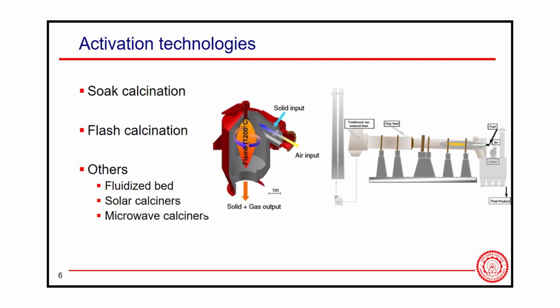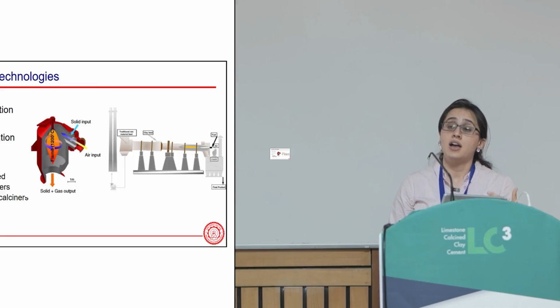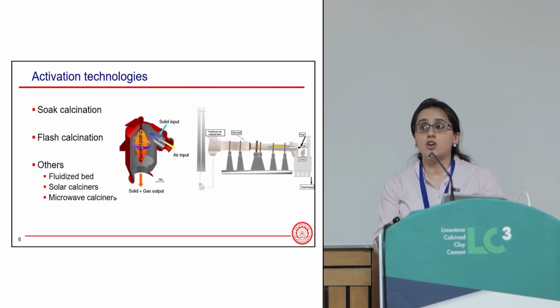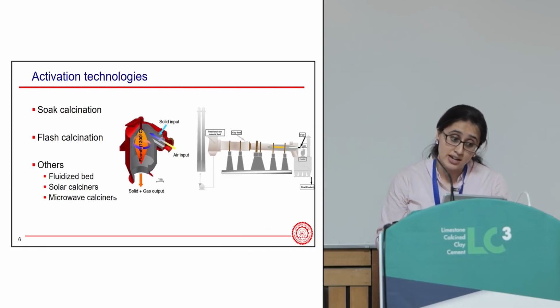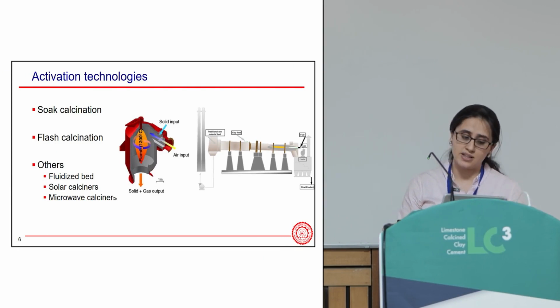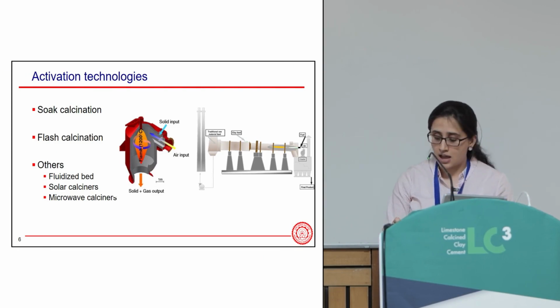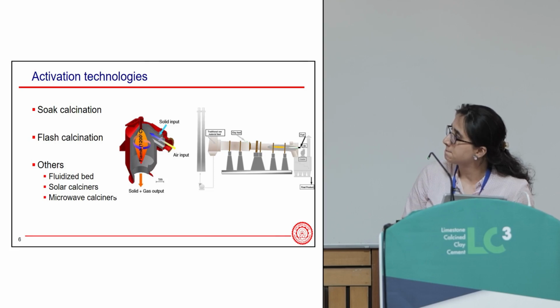To calcine the clay, there are different technologies available. The first one is soak calcination. There is also the flash calcination technique. Other than these two techniques, there are also some emerging calcination techniques available, like the fluidized bed, the solar calciner and the microwave calciner.